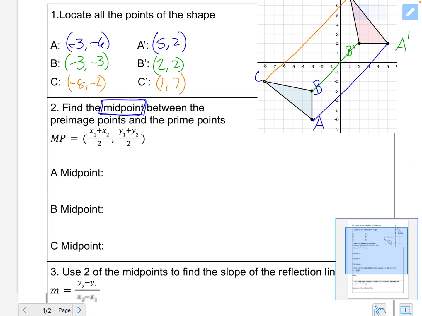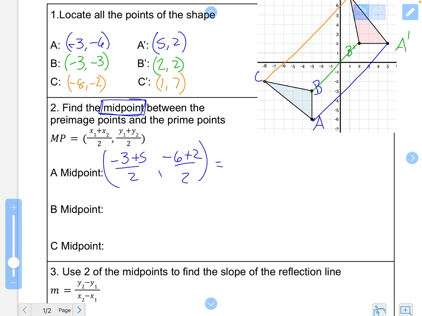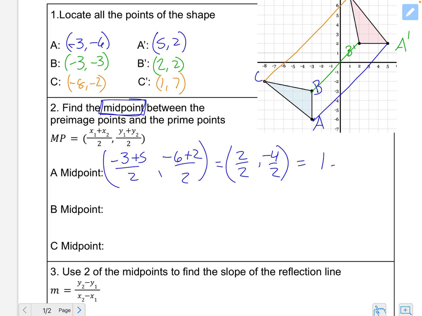So I'm going to use A, and I need to find the midpoint. So -3 plus 5 over 2, -6 plus 2 over 2. So I'm left with 2 over 2 and -4 over 2. So that gives me 1, -2 as my midpoint. So let's check 1, -2. Yeah, if I could draw a straight line, it should be right there. But sometimes I can't draw a straight line.